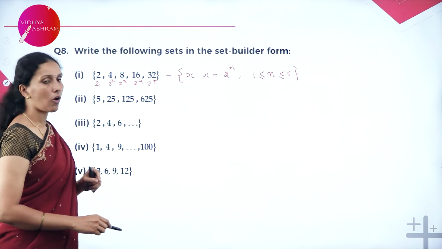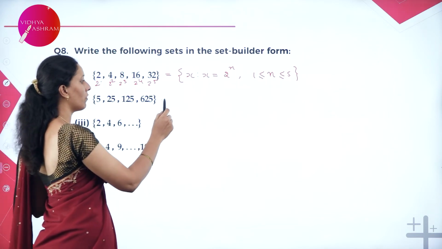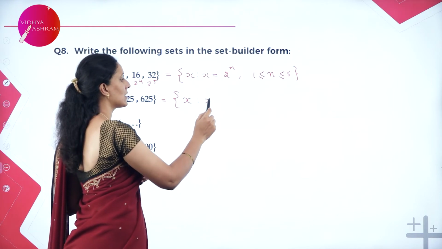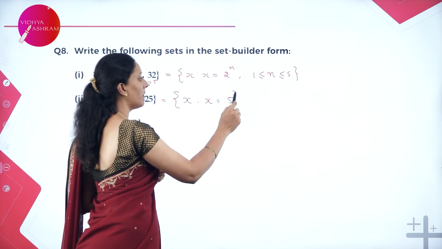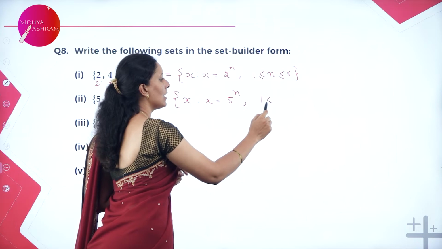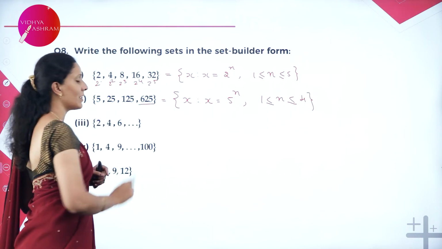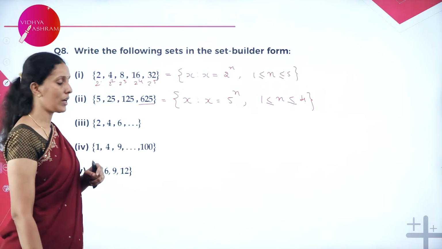Now here also they are all powers of 5. So therefore we can write here x is equal to 5 to the power n, where n lies from 1 to 4, because the last term is 5 power 4, which is 625.